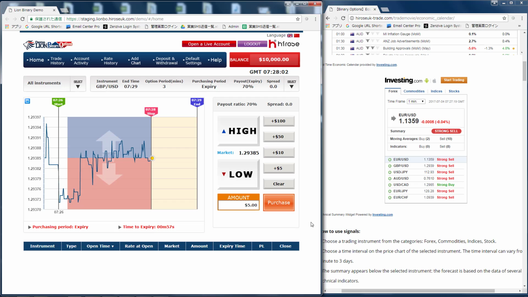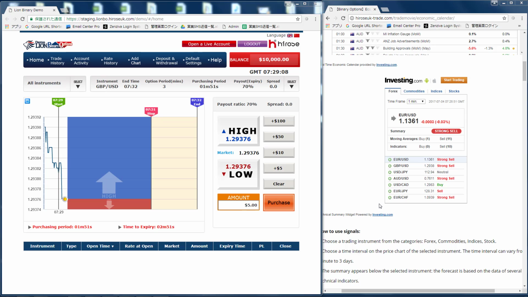Hi guys, so today I will show you how to use the 303 strategy together with the signal on the right here, which is the investing.com signal. Well, first I will show you how to do the setup before you can use the 303 strategy. It's really easy, just a few clicks there, so just follow me with that.